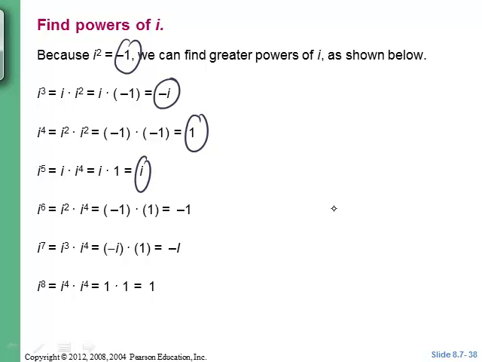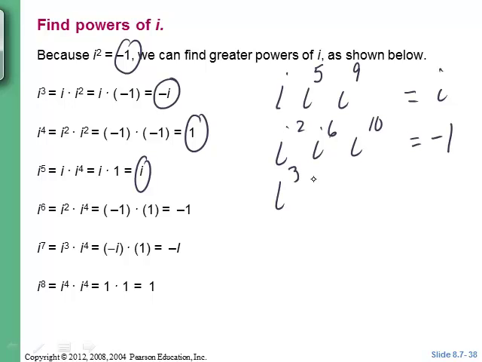So you see, every time you add a power, the powers that are i to the 5th, i to the 9th, and so on, all equal i. i squared, i to the 6th, i to the 10th, they all equal negative 1. i to the 3rd, i to the 4 more than that, which is 7th, i to the 4 more than that, which is 11th, they all equal negative i. And i to the 4th, i to the 8th, i to the 12th, they all equal 1.